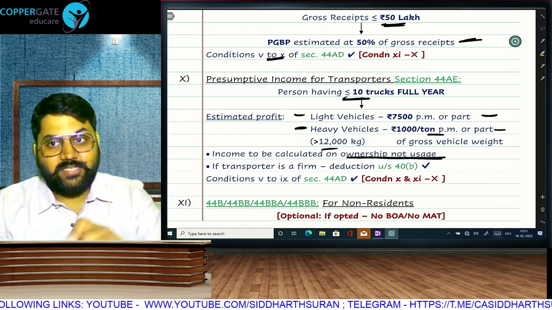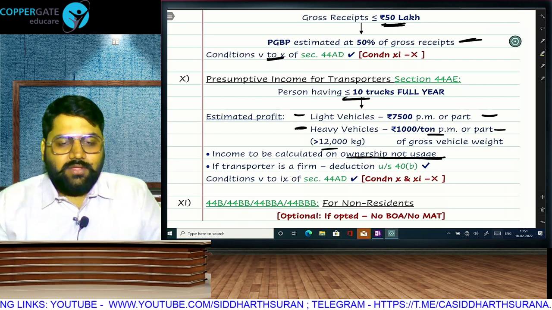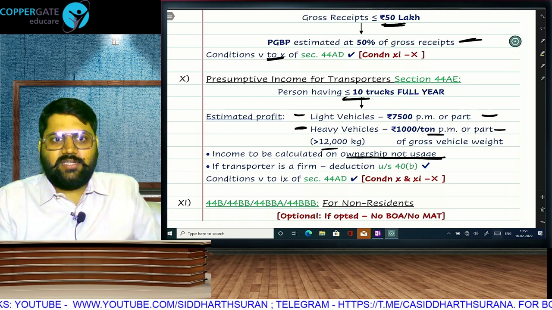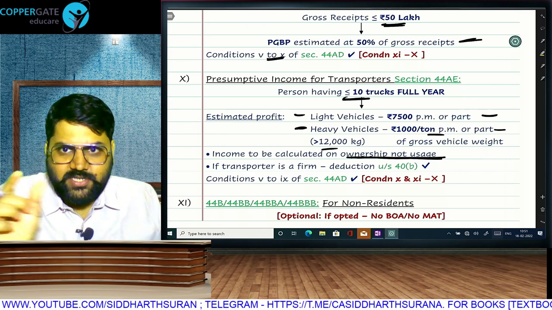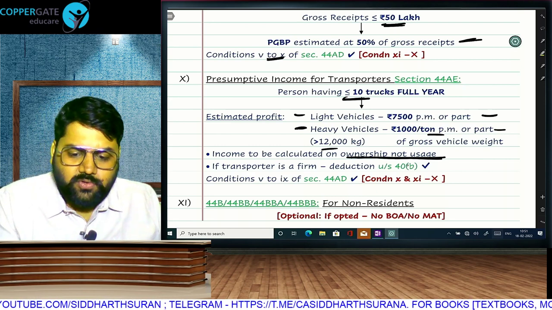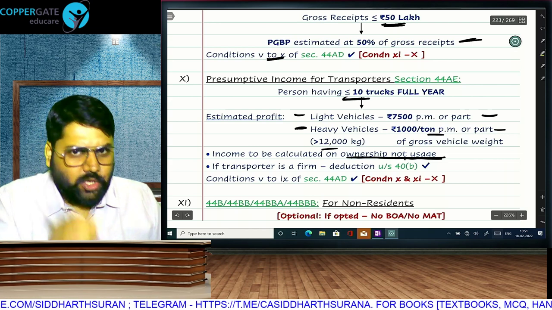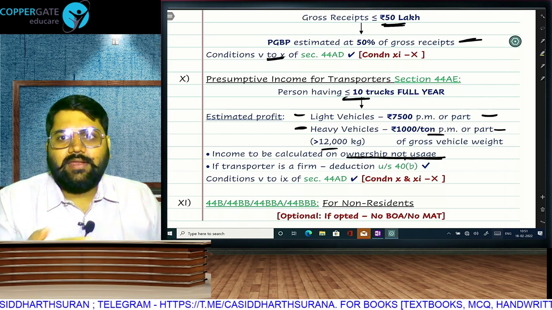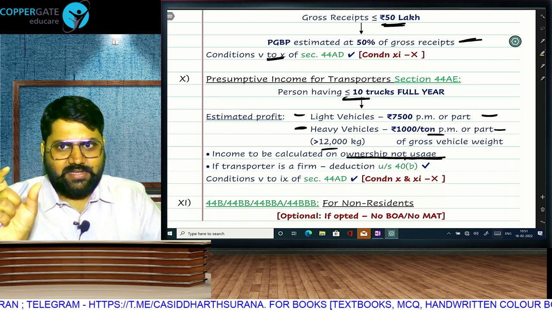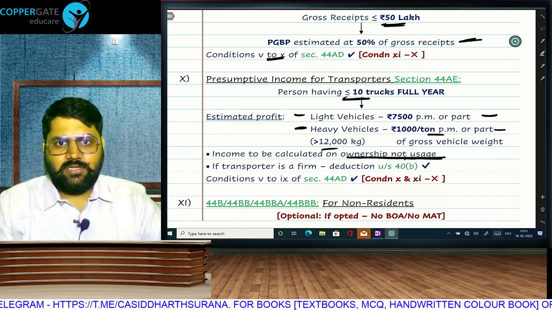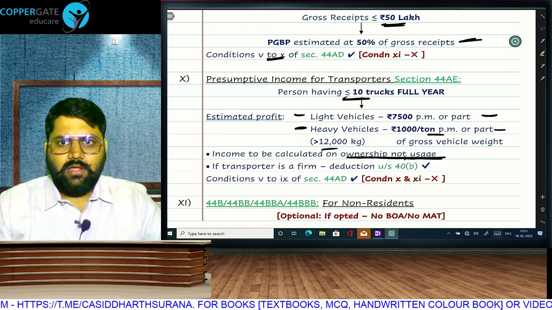I'm referring to a specific case study based MCQ. They have given 10 trucks' details of the assessee. They have given two columns: date of purchase, date of put to use. That date of put to use column has to be cancelled. You have to check from ownership. And over there, you have to round up the number of months and then multiply. For light truck, 7,500. For heavy trucks, 1,000 per ton. Accordingly, you will get your answer.